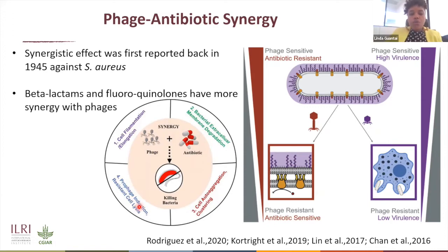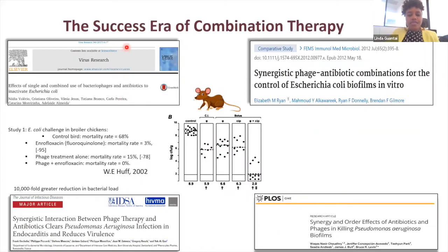Synergy has been shown to work better when specific classes of antibiotics are used, such as beta-lactams and fluoroquinolones. There are very many studies that have shown the success of combination therapy, including this study where phage and enrofloxacin were used in combination, and there was a mortality rate of about 0%, compared to the phage treatment that was 15%, and enrofloxacin mortality rate of about 3%. Other studies have also shown that using phages and antibiotics in combination works more effectively in controlling biofilms.